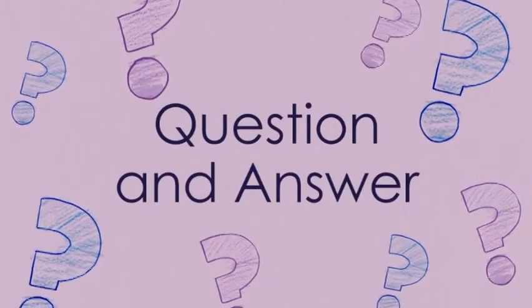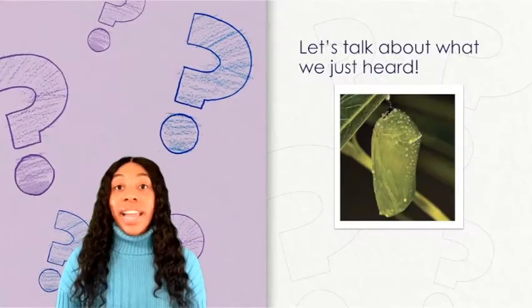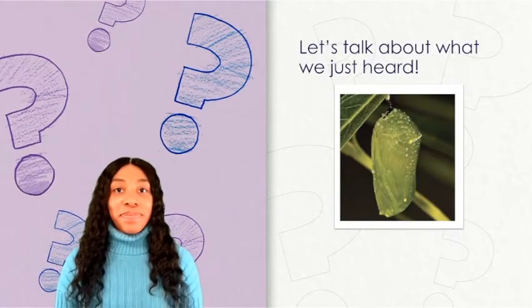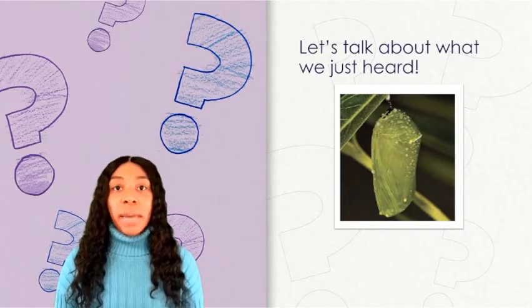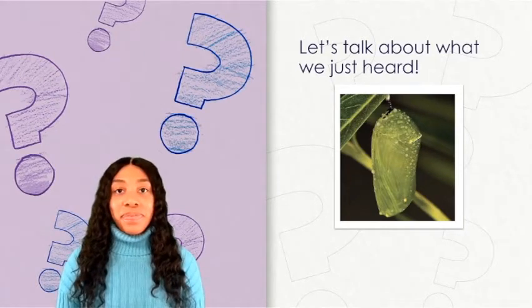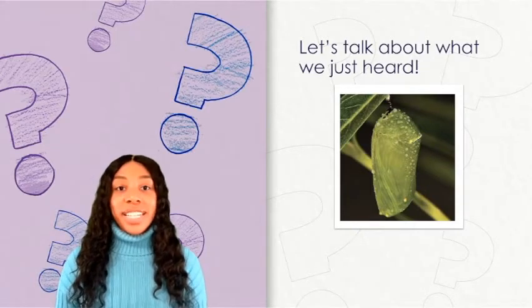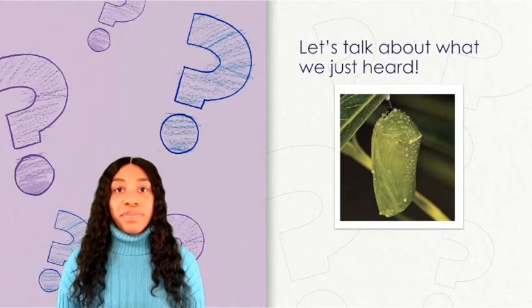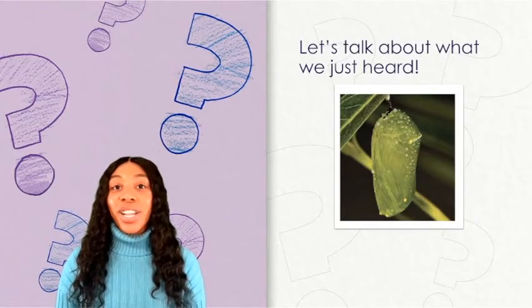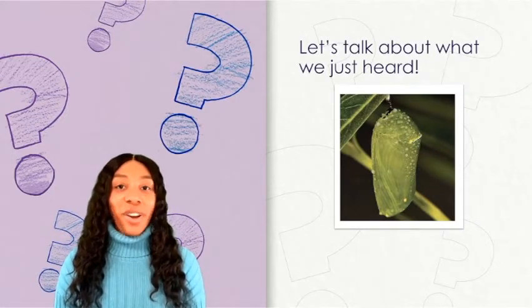Question and answer. Now let's talk about what we just read. My first question is, what type of text is this? This is a nonfiction informational text. My next question is, what are the 4 stages in the life cycle of butterflies and moths? The 4 stages are egg, larva, pupa, then an adult.